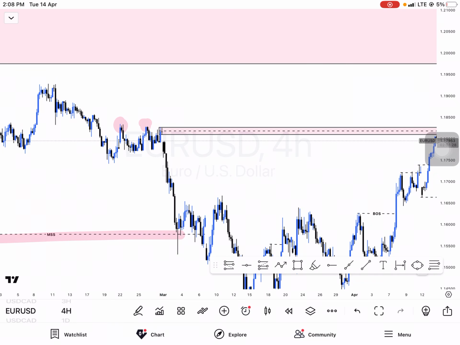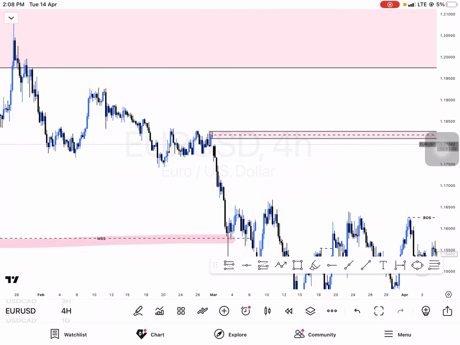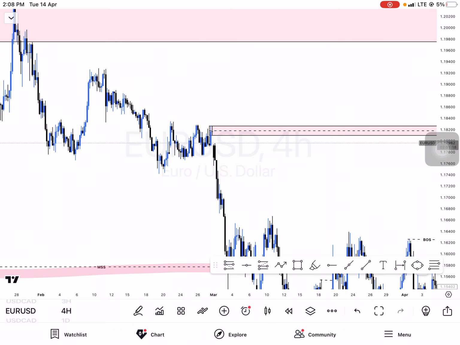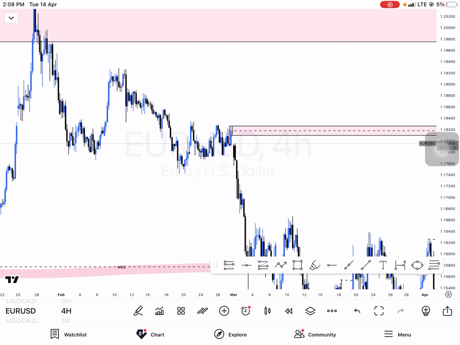Take this off. Let me take this off. Take these two off. I hope you guys are following me. What I'm trying to let you guys know is that I'm seeing another order block here with a nice fair value gap.